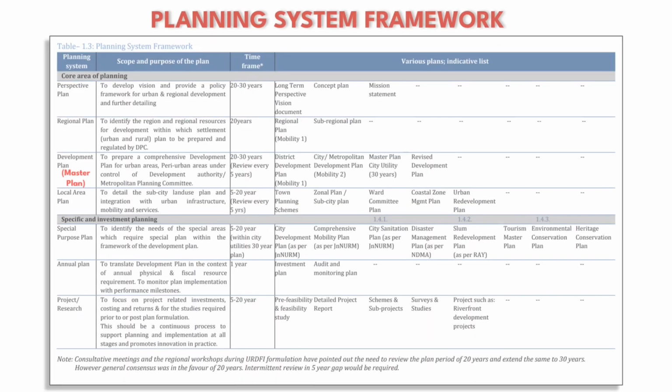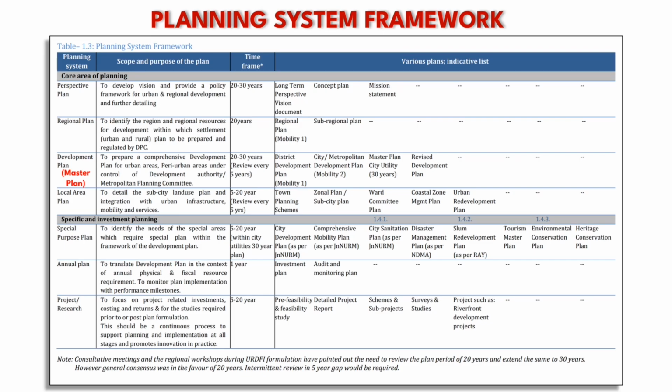Next, we will see the planning system framework, and we'll study the various types of plans. In urban and regional planning, there are two types of plans.